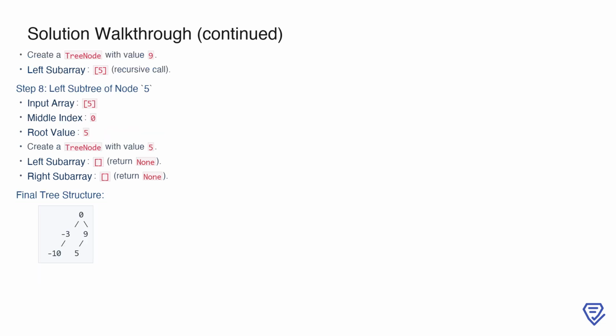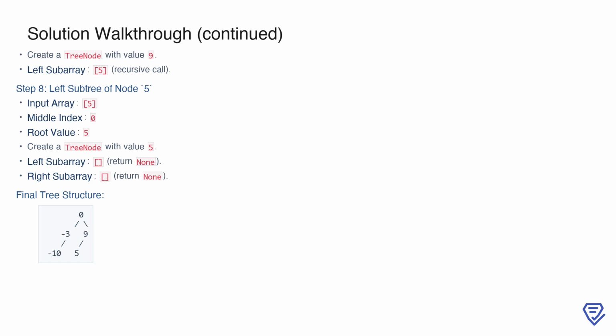We create a tree node with value 9. The left subarray contains 5, so we make a recursive call with this subarray. For the left subtree of the node with value 5, the input array is 5. The middle index is 0, and the value at this index is 5. We create a tree node with this value.